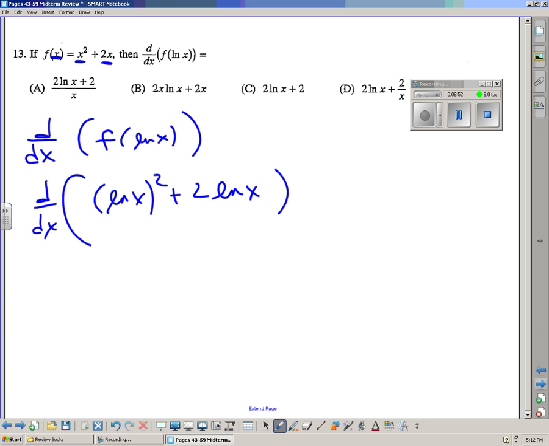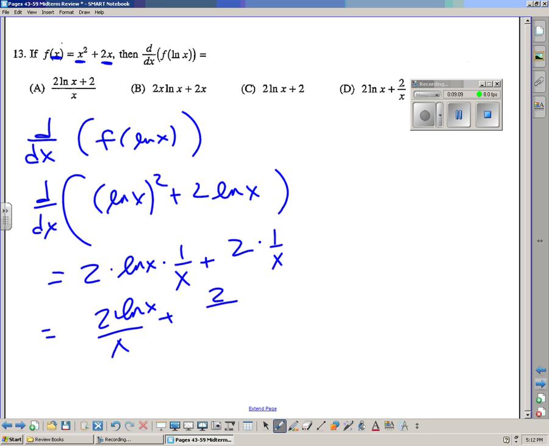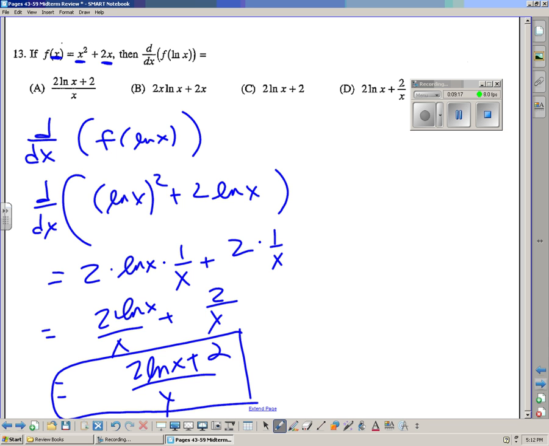So now we want the derivative of ln of x squared. We have the derivative of stuff squared. The derivative of stuff squared is 2 times the stuff times the derivative of stuff. The derivative of ln of x is 1 over x, plus the derivative of 2 ln of x is 2 times 1 over x. So this becomes 2 ln of x over x plus 2 over x, which has a common denominator, so we can pretty easily add these fractions up. Choice A.